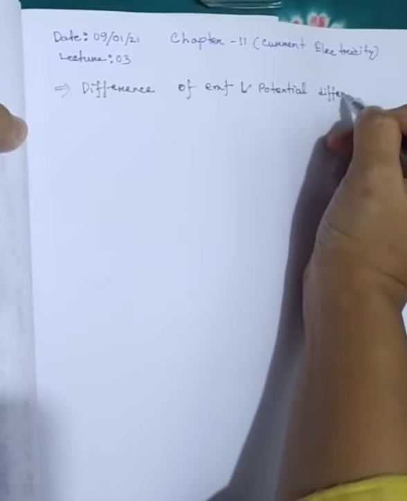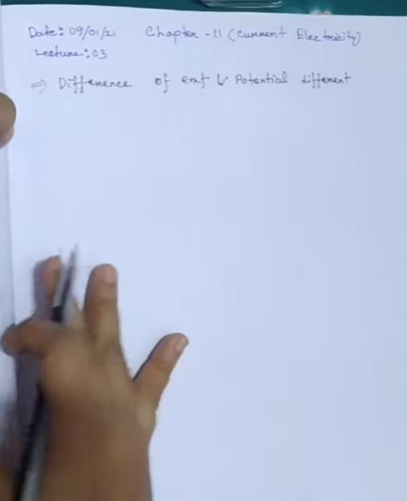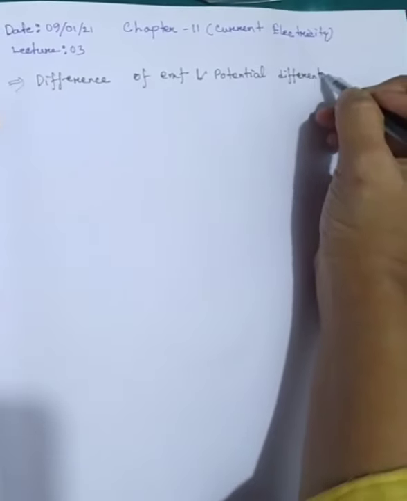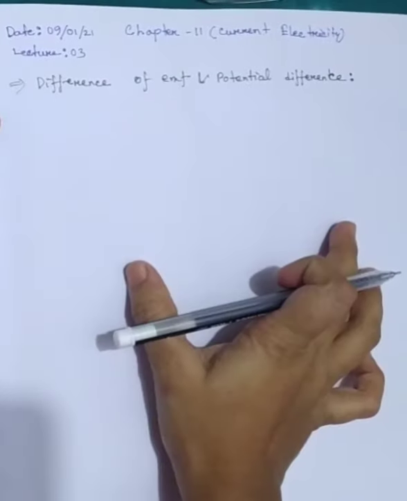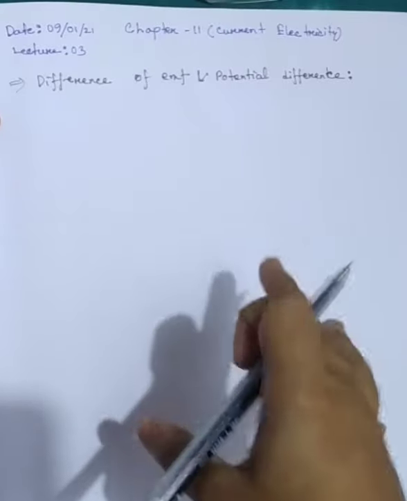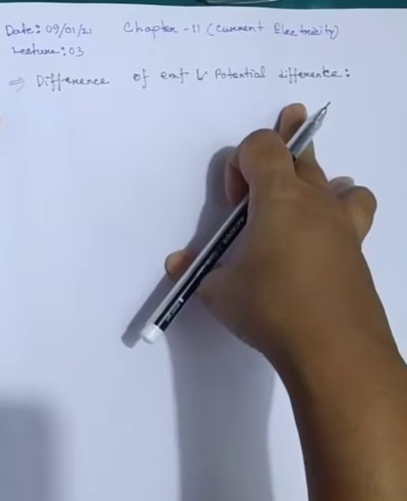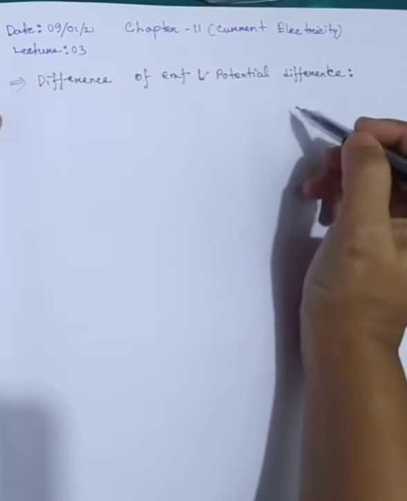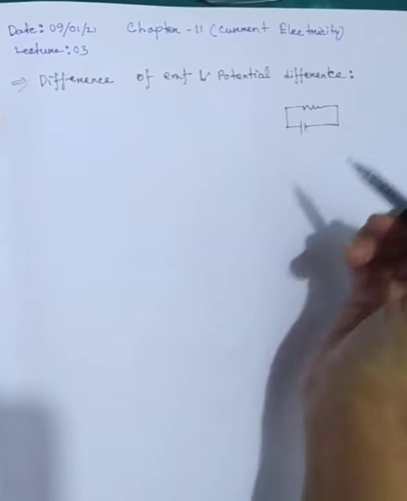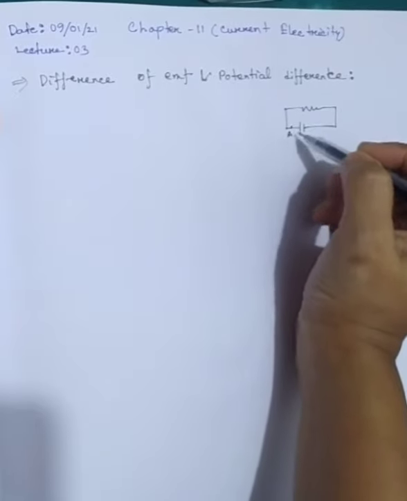You can make a note from my words, or you can look in the book also. The difference of EMF and potential difference: in the case of EMF, there is a total counting of work done, and in the case of potential difference, this is also counting of work done. But the major difference is this: if we consider a simple circuit consisting of a resistance and a battery source, what will be the EMF?